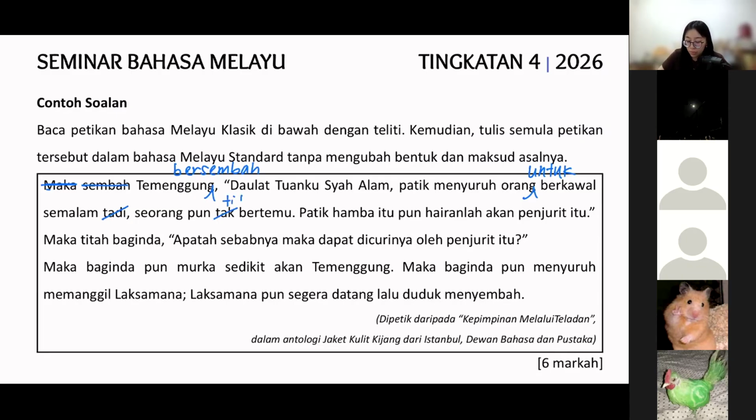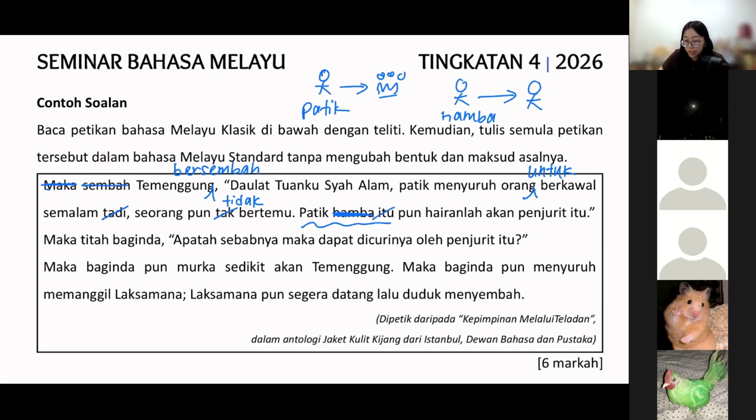Tidak, yes, correct. And then patik hamba, you see, they are using a wrong kata ganti nama diri. This person, Temenggung, is talking to the king. So talking to the king, you are using patik or hamba. Temenggung talking to king, sultan. No, it's not hamba. A normal person talking to a king, they are using patik. If a normal person, Temenggung, is talking to Laksamana, then they can use hamba. So you have to remain patik instead of hamba.